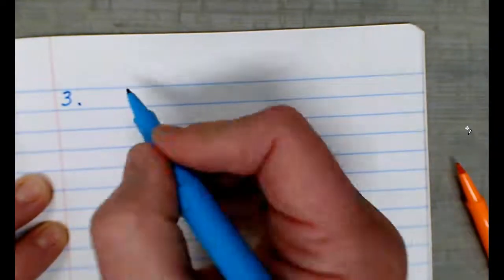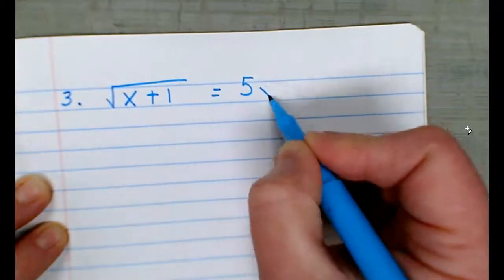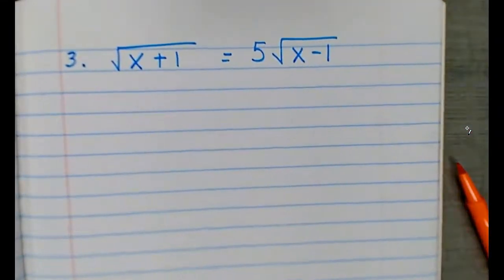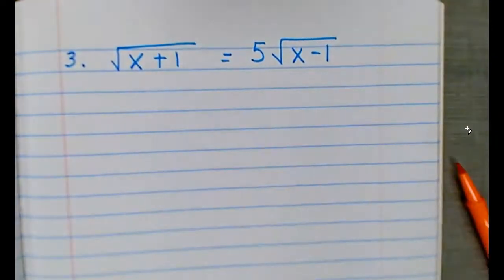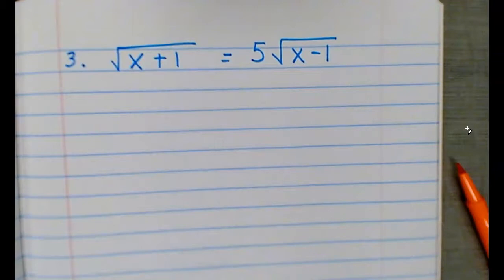Okay, we have the square root of x plus 1 equals 5 times the square root of x minus 1. How many square roots do I have in this problem? See 2 of them? Do I have the same numbers under the square root? I have an x and I have a 1, but they're not exactly the same because one says plus 1 and one says minus 1. It doesn't have the same radicand, the same thing underneath the radical sign. So there's no way I can isolate the radical because I have 2 of them.